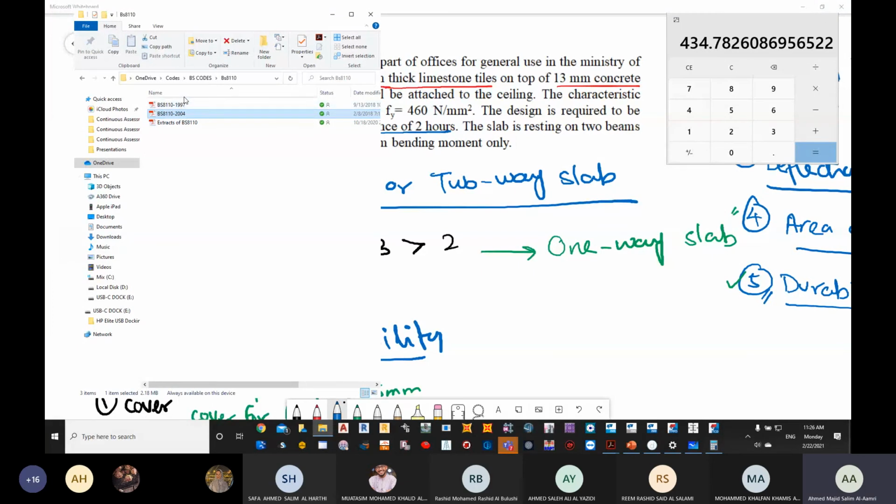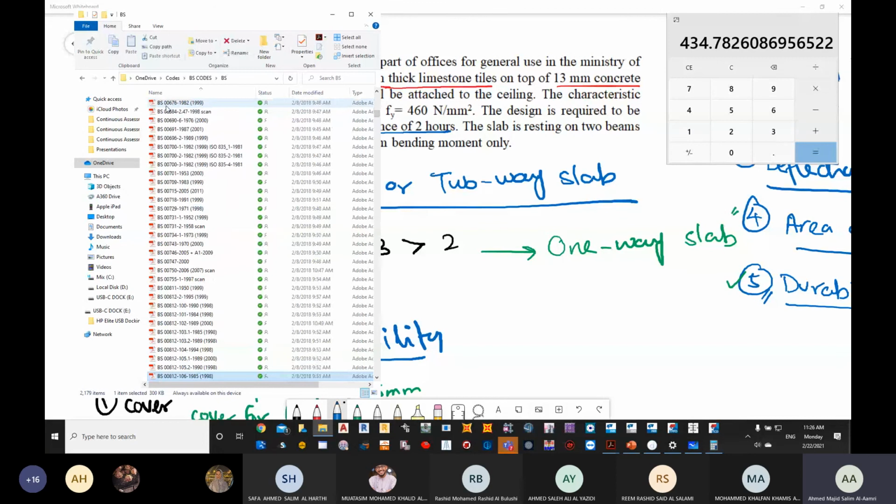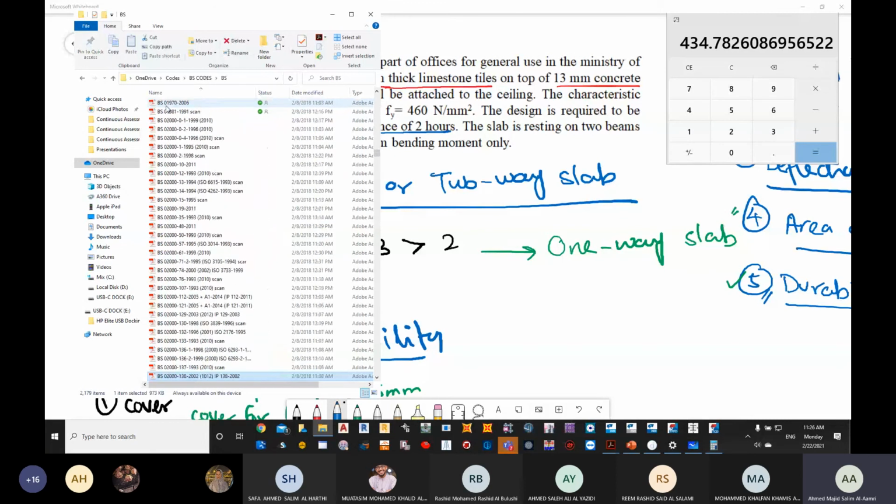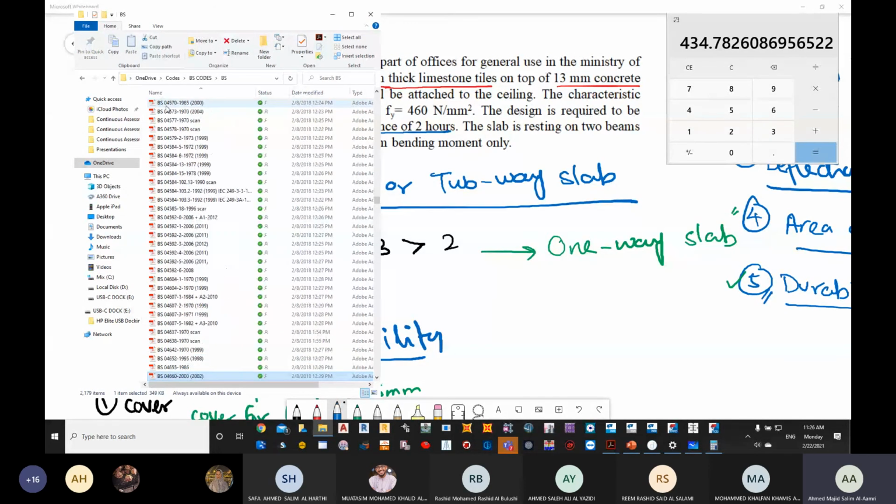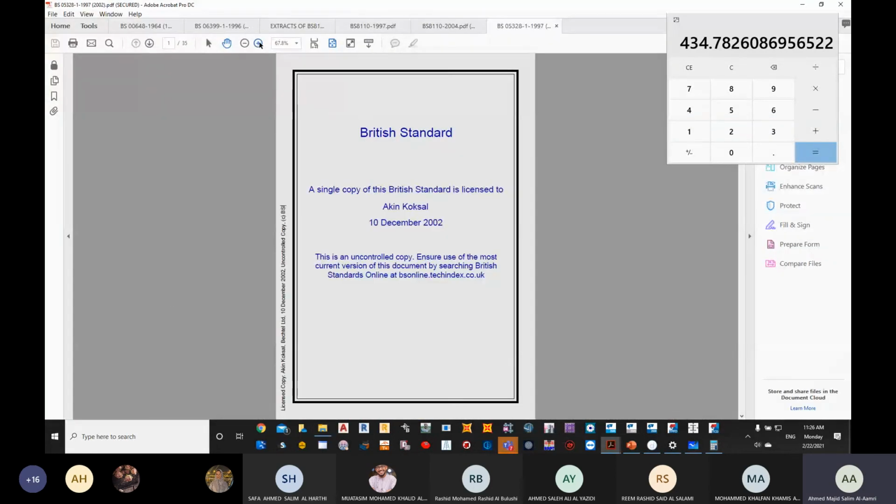Now going to another BS, which will show you the grade of concrete. I don't think I have uploaded this one for you, or it might be uploaded. You need to cross-check.